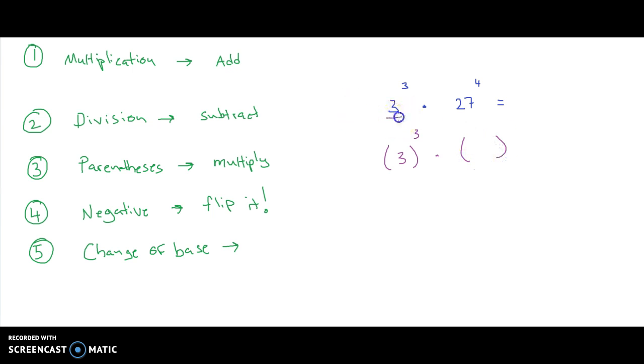And the clue is that we have a 3, right? So we know that it's probably going to be the case. Let's think about this. 27, that's just the same thing as 3 times 3 times 3, right? Well, and that in exponent form is just 3 cubed. So we just pop that in there.